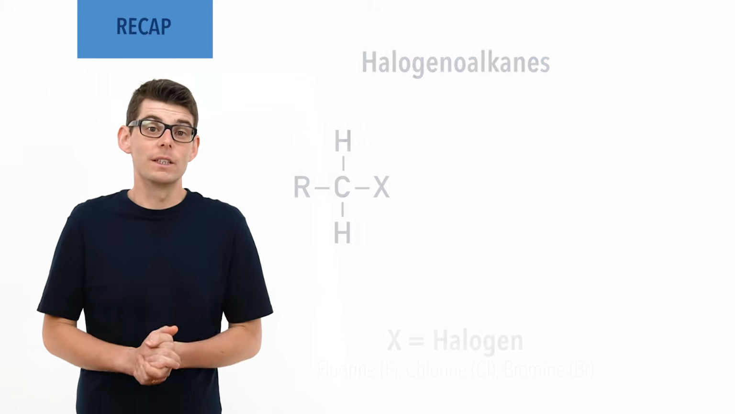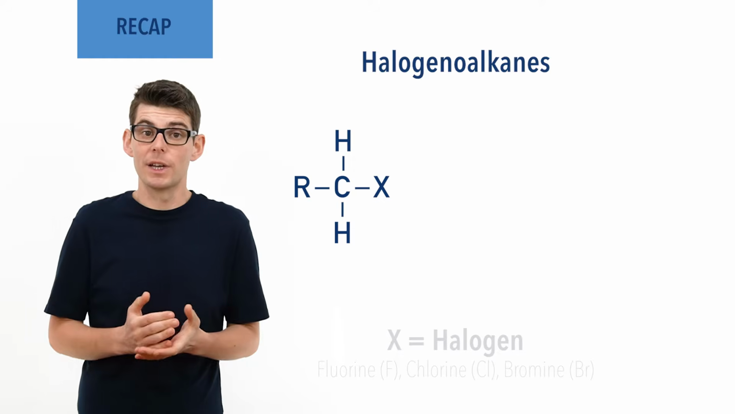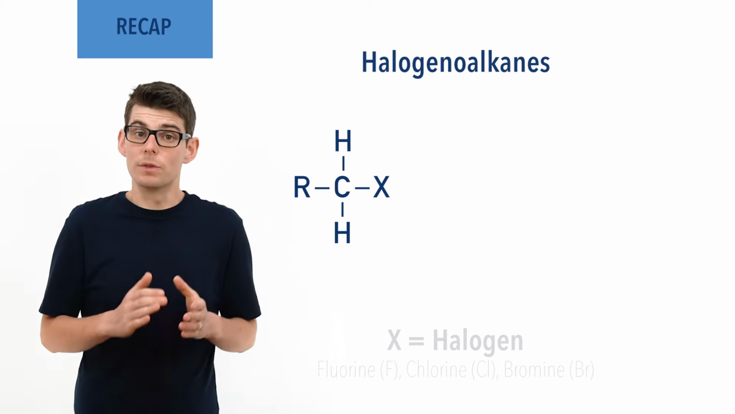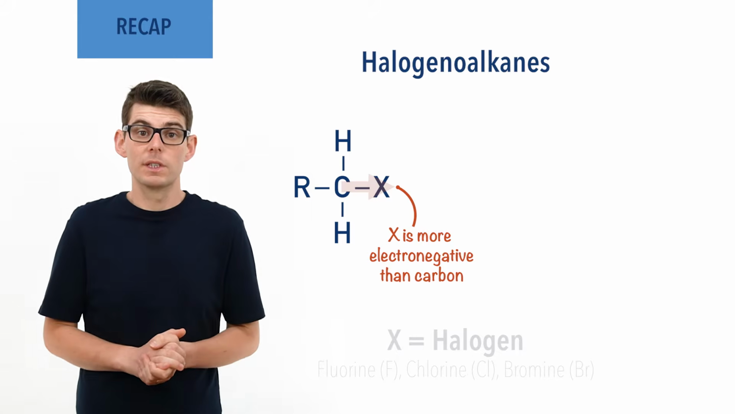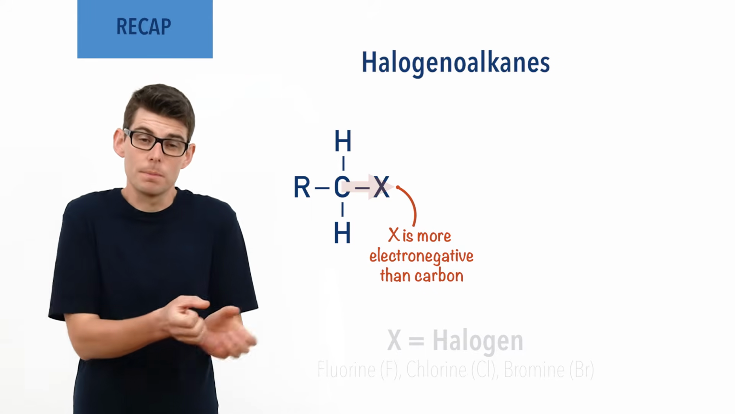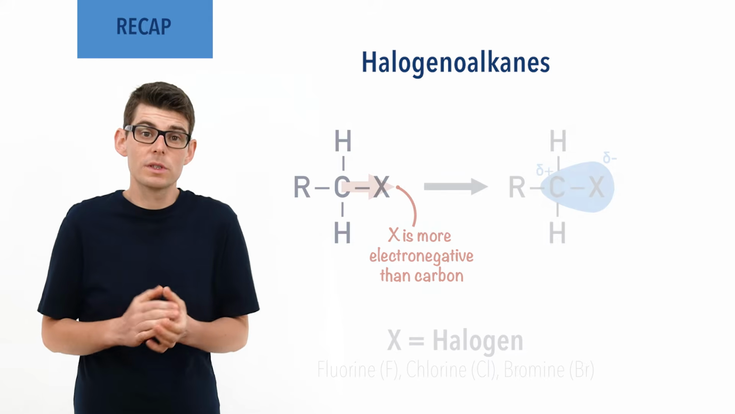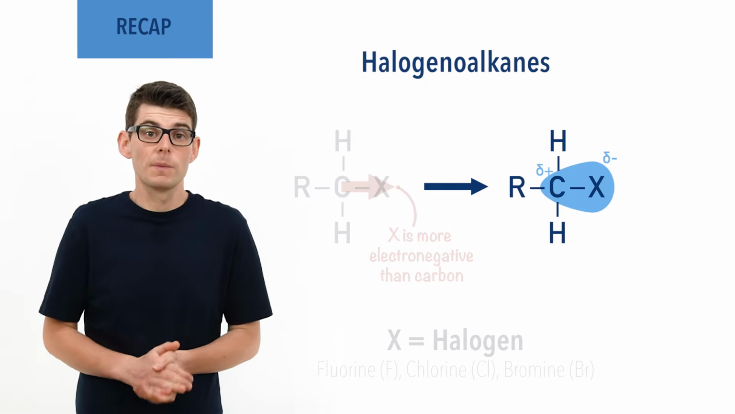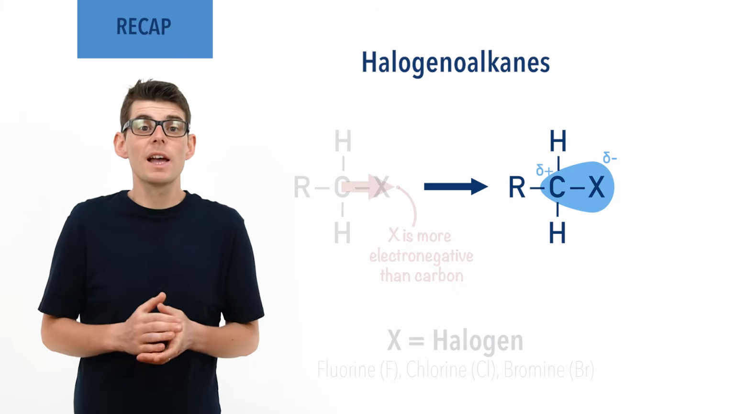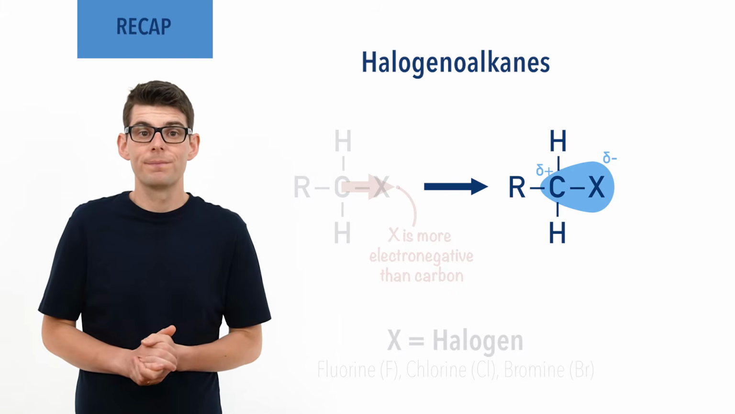Apart from with iodine, the carbon-halogen bond in a halogenoalkane is polar due to the halogen's high electronegativity and carbon's lower electronegativity. This means the halogen pulls the electrons in the bond towards itself slightly and as a result has a partial negative charge, and the carbon that it is bonded to has a partial positive charge.